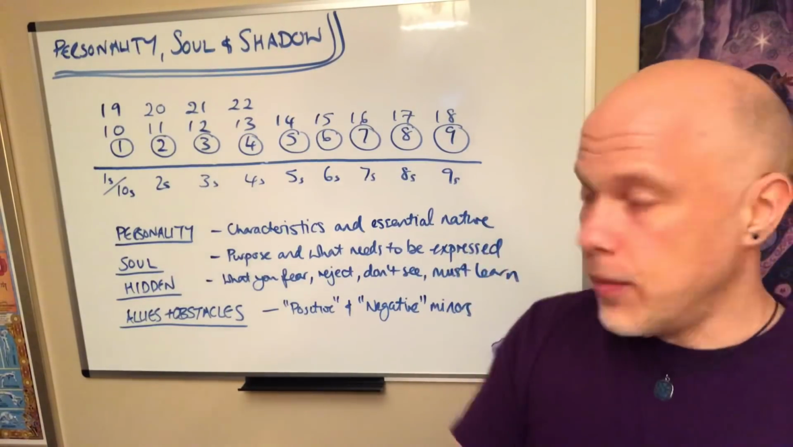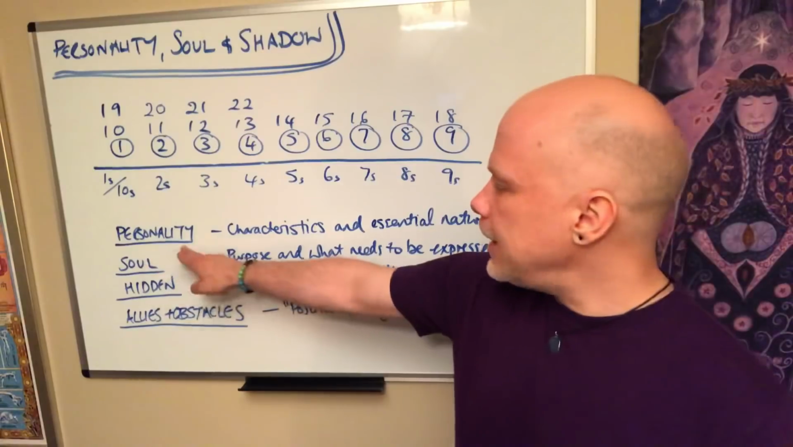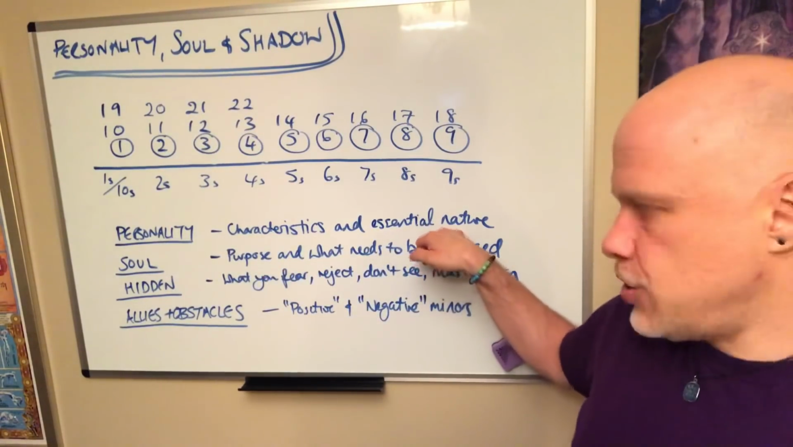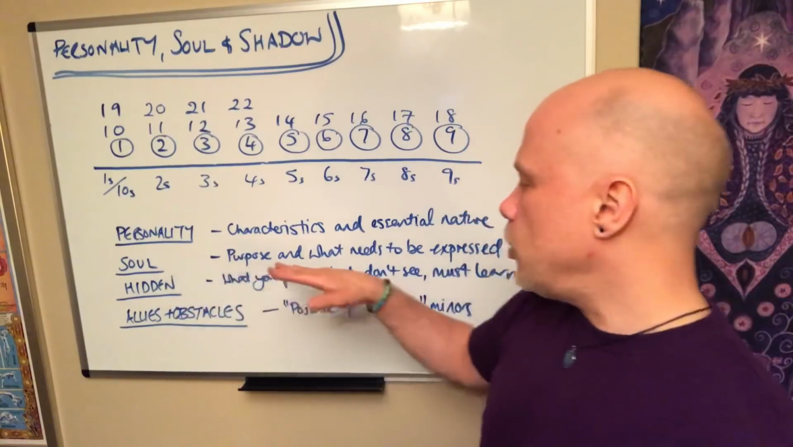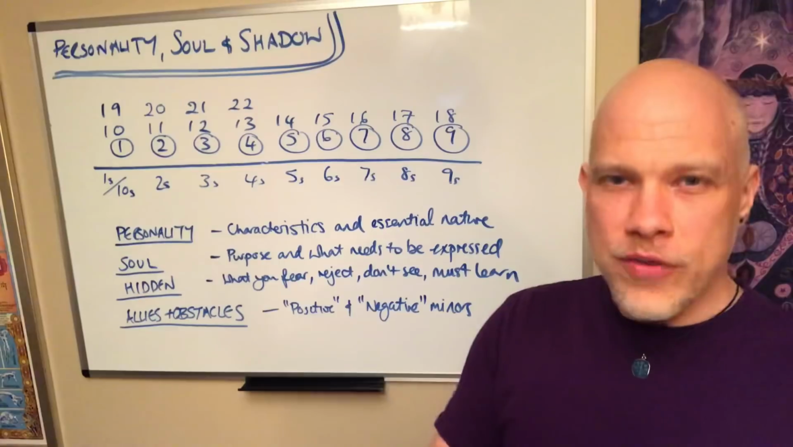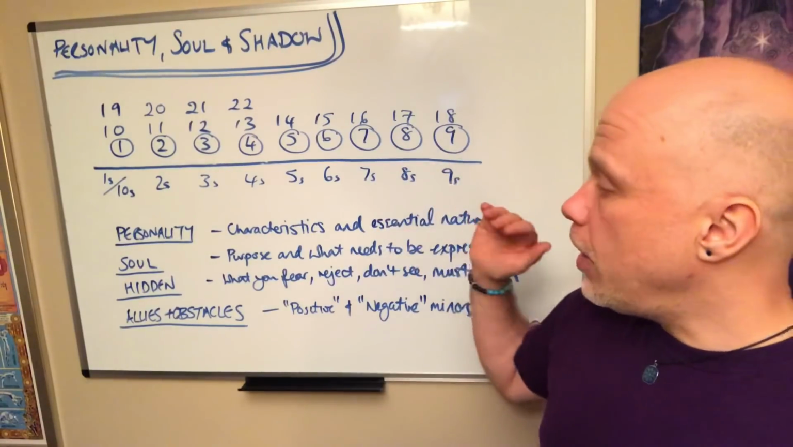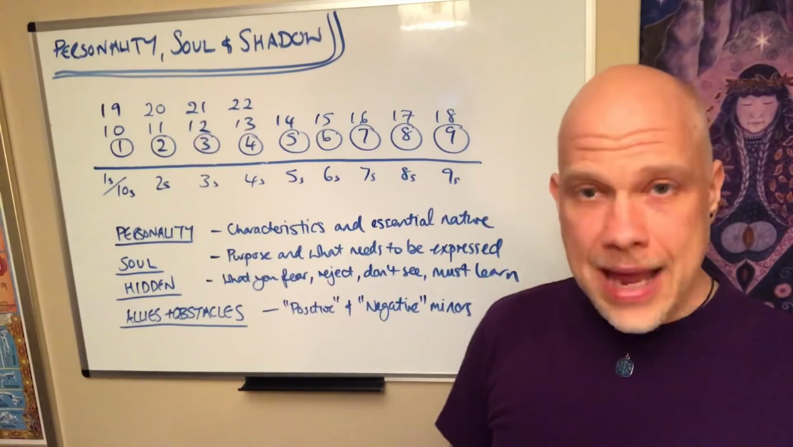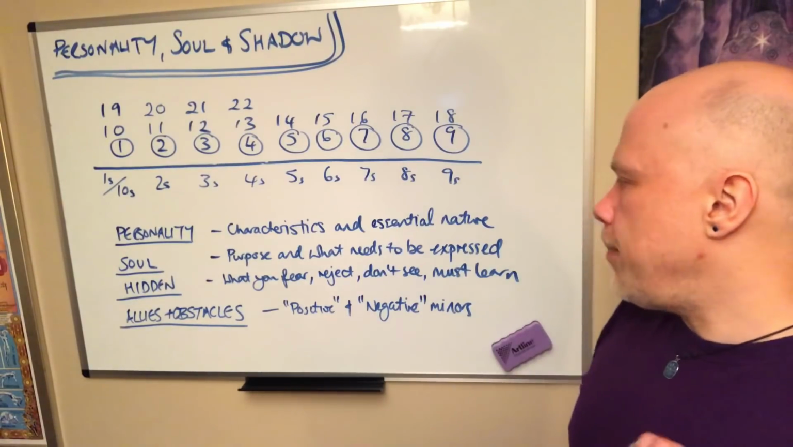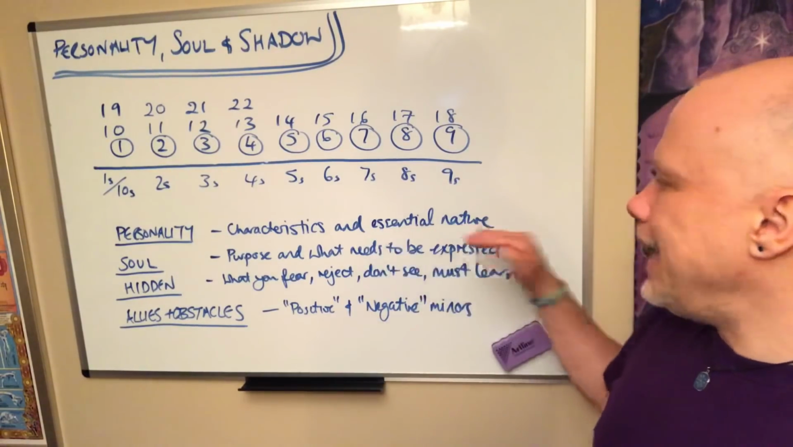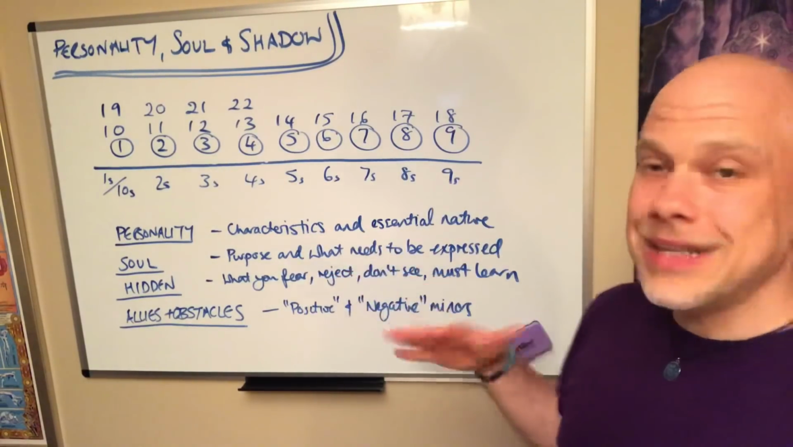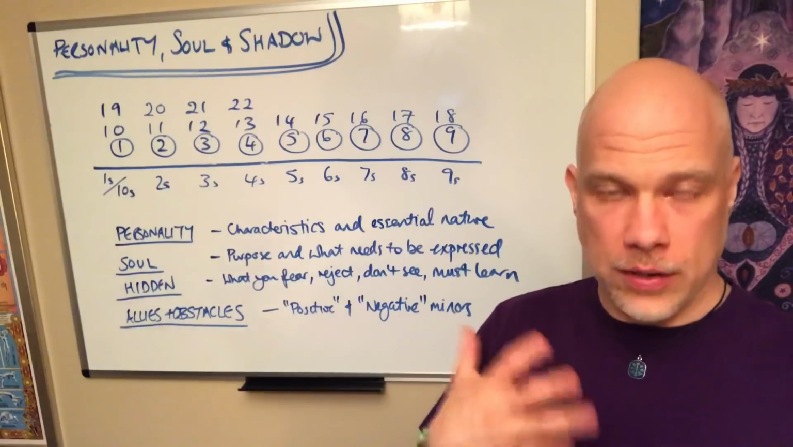I should tell you by the way what the definitions are. So your personality card relates to your characteristics and your essential nature. Your soul card relates to your purpose and what needs to be expressed in your life. So this is an oversimplification, but if you're somebody who has got a personality and soul card which are the same, then that means really that you are a person whose characteristics and essential nature are strongly related to what your purpose is and how you need to express yourself in the world.